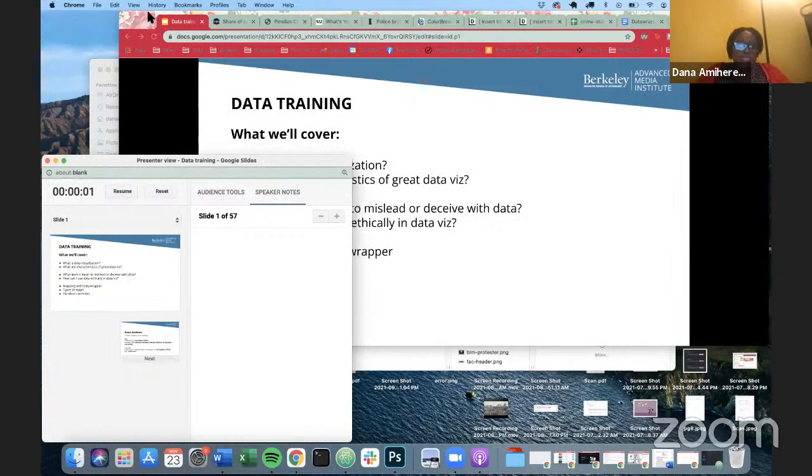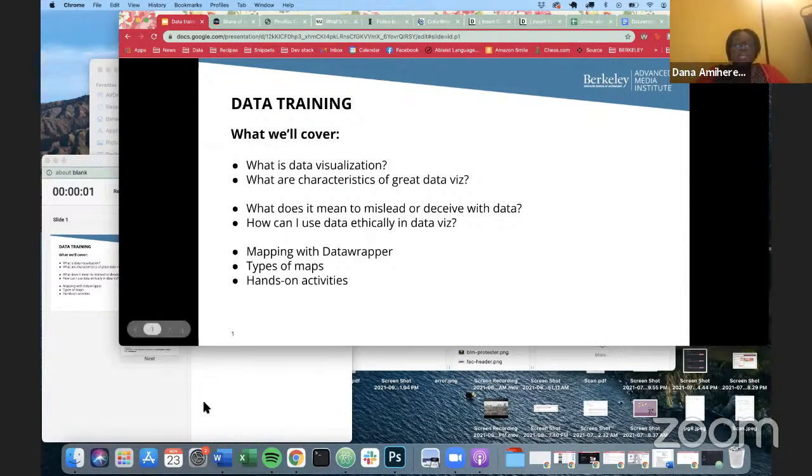All right. So what we'll be covering this morning, we'll talk about what is data visualization and what are some characteristics of really great data visualization. In the second section, we'll talk about what does it mean to mislead or even deceive with data? And then talk about the other side of that. How can you use data in data visualization ethically and do it properly? And then in the third part of our session, we'll do some hands-on work, working with maps in Datawrapper. And I'll close out taking any questions that you all will have.